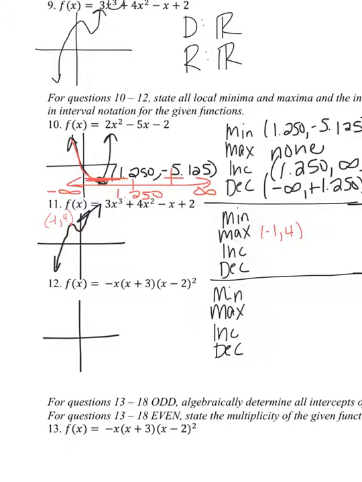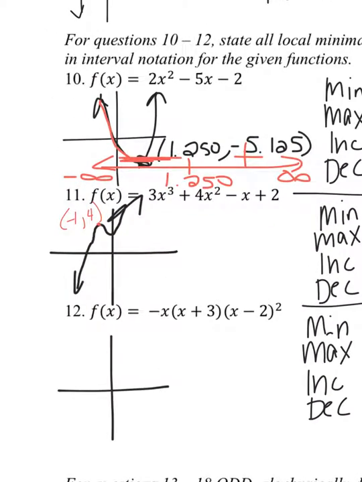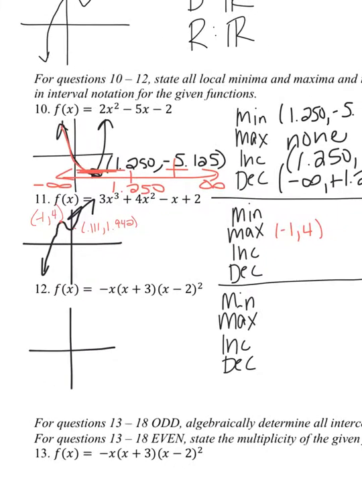Now I'm going to do the min. So second trace, number 3, slide to be left bound, and then move over again to be right bound. Guess, you just press enter. And this point here, so this actually is not a very good graph, is 0.111, comma 1.942. So my min is 0.111, comma 1.942.